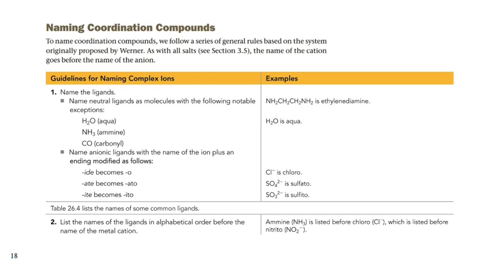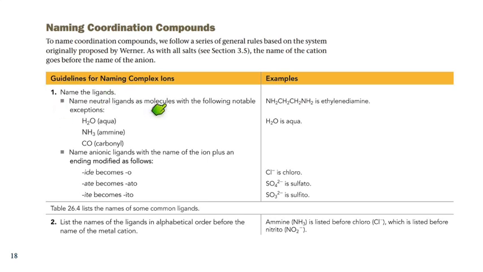We're going to learn how to name these guys. So there's a set of general rules, and this was originally proposed by a guy named Werner. So we're going to follow the general convention of, with the salts, these are going to be ionic compounds, salts. So you name the cation first, and then you name the anion. So here are the rules for naming complex ions. Name the ligands.